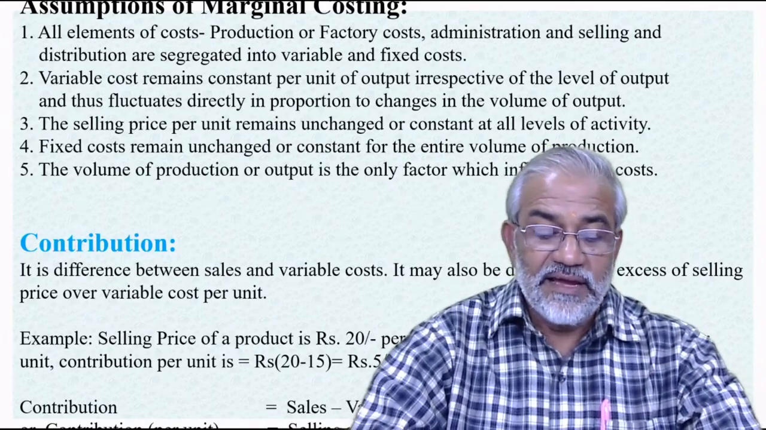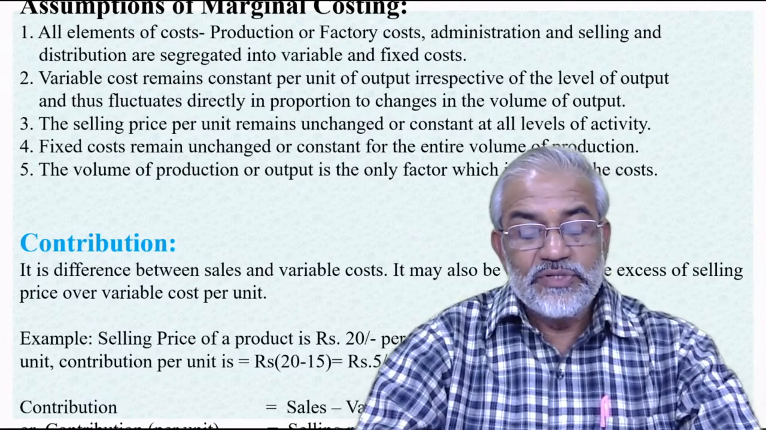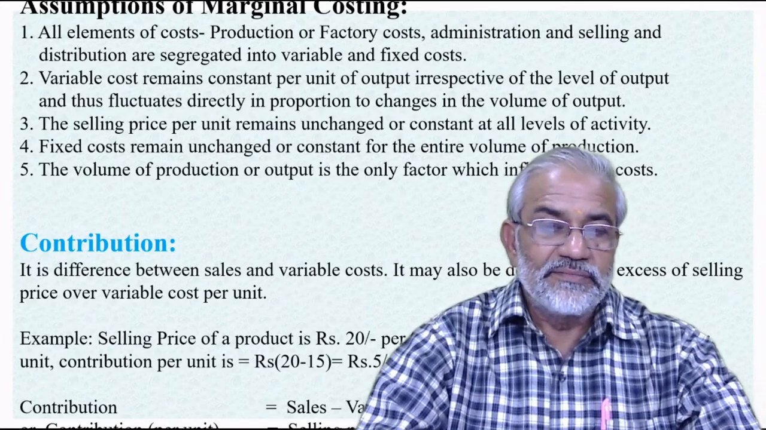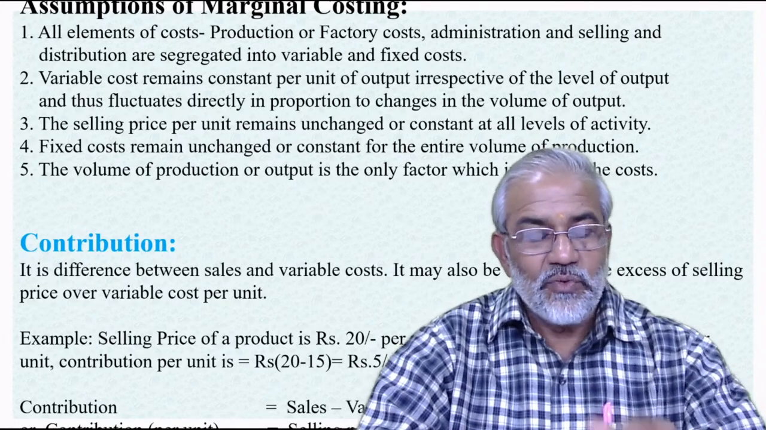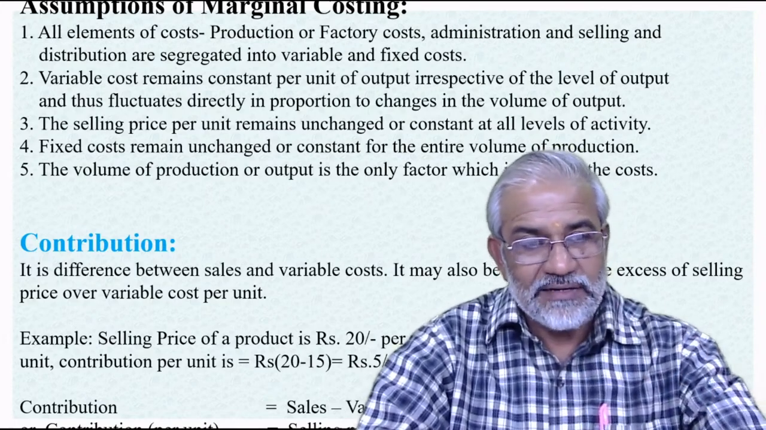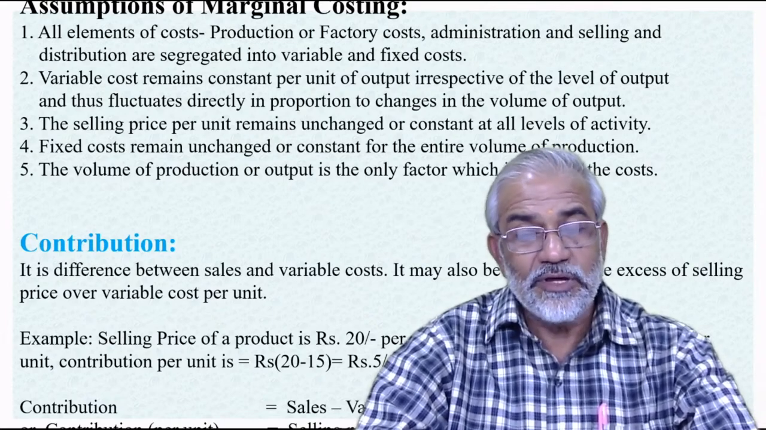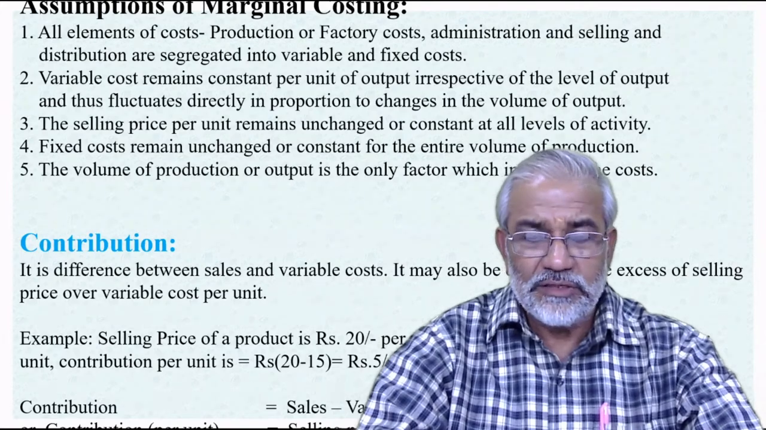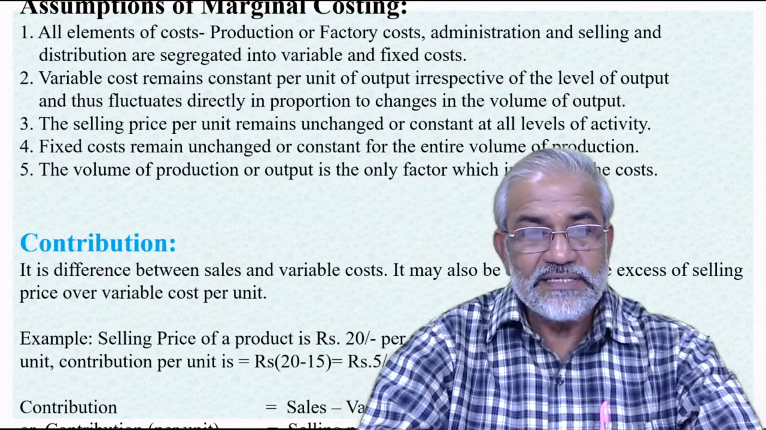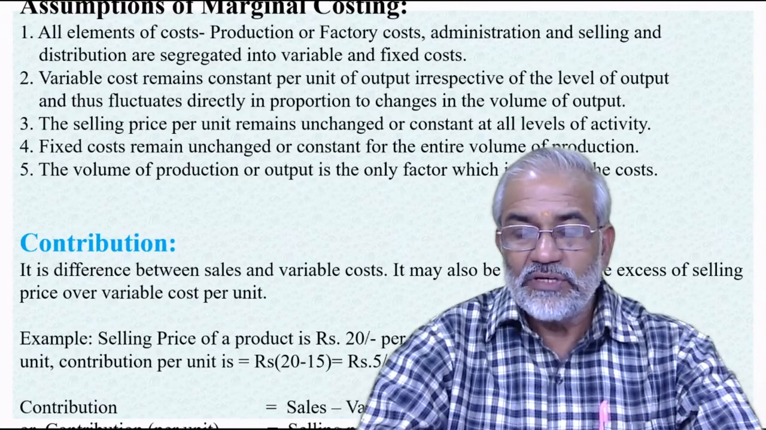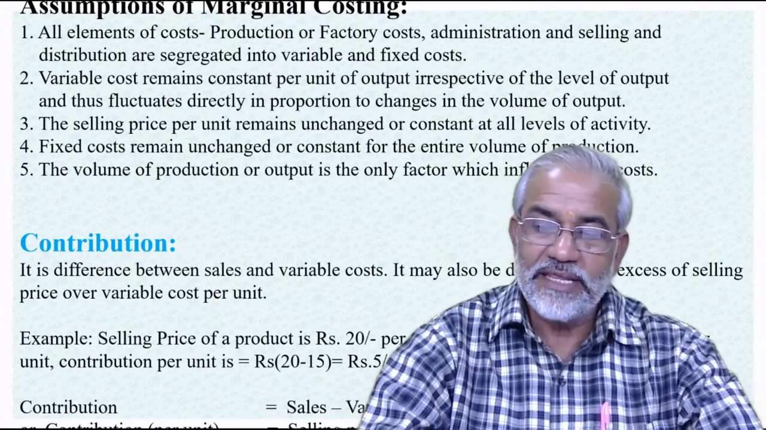Then the next item is contribution. Contribution is the difference between the sales and variable cost. Why is it called contribution? Sales minus variable cost is the contribution. Because that part contributes towards recovery of the fixed cost in the costing system. So that's why it is called contribution: the difference between sales and variable cost. It may also be defined as the excess of selling price over variable cost per unit.